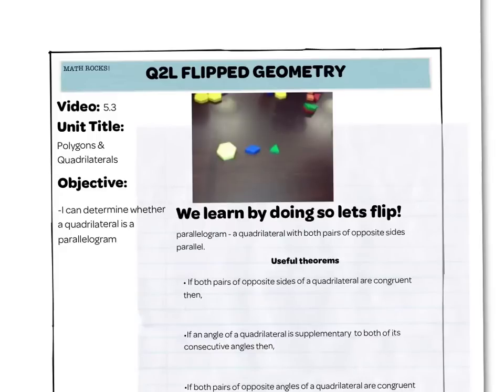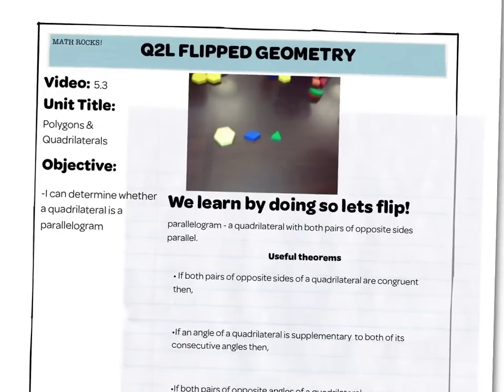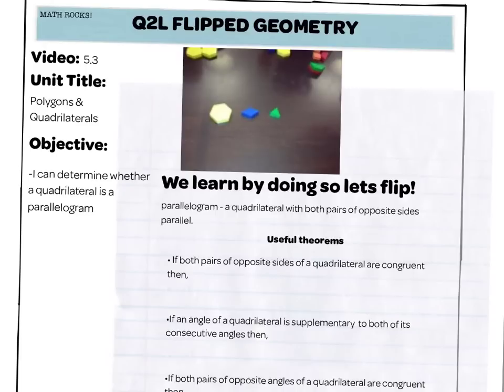This is video 5.3. Unit title is polygons and quadrilaterals, and the objective is I can determine whether a quadrilateral is a parallelogram. So today is very similar to yesterday. However, we are going to use the converse. Remember the converse? Where we change P and Q, we switch them. So we start off with if P then Q. We're starting off today with if Q then P. All right, and you're going to understand what I mean by that when we get started.